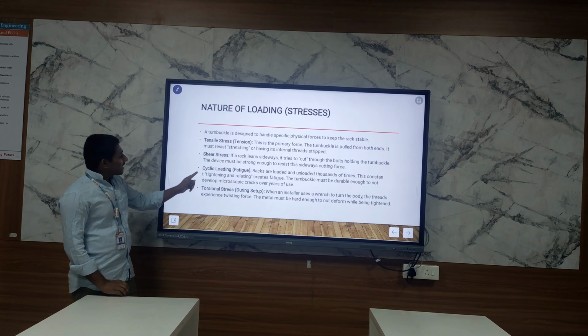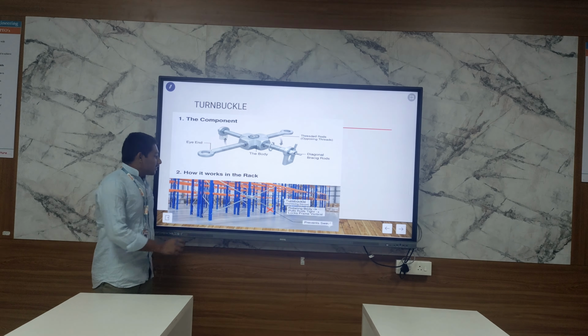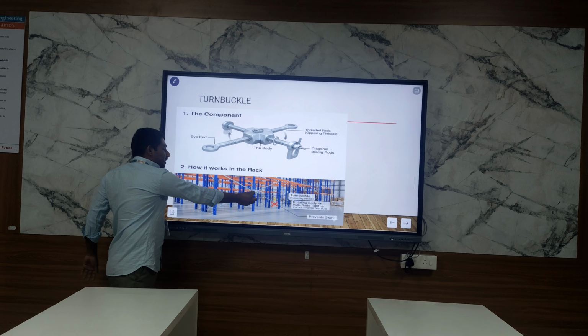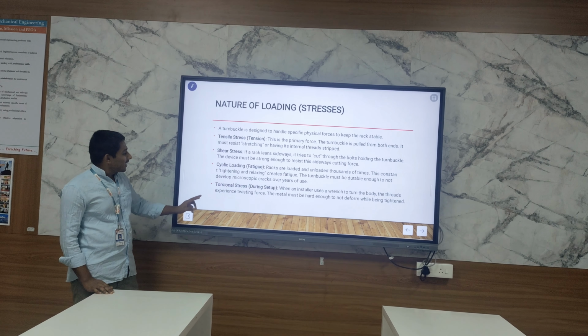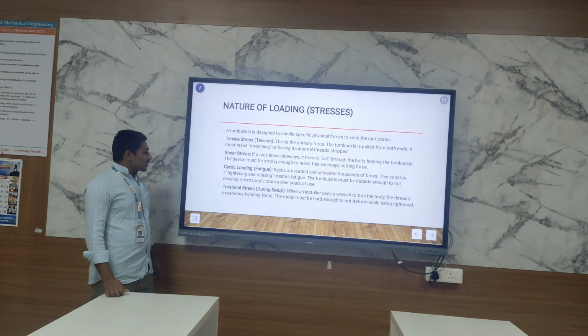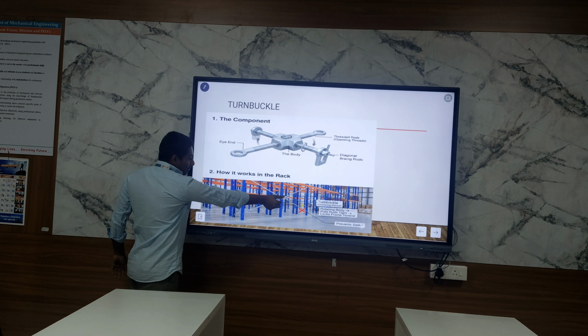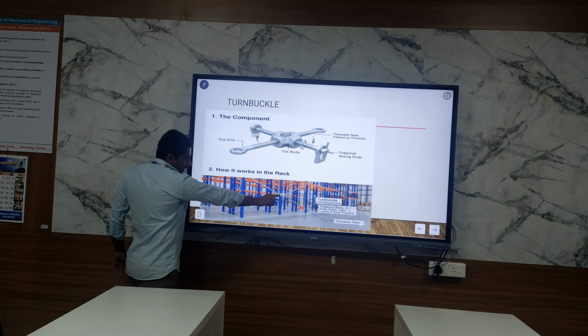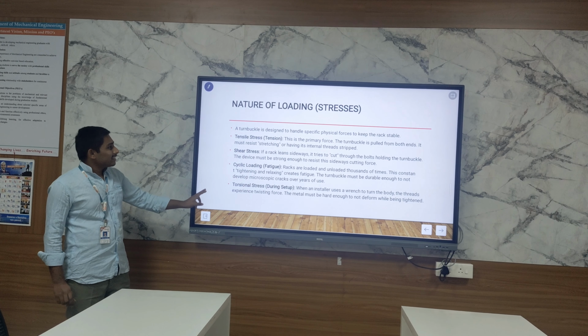And third one is the cyclic loading. While installation of this rack, threads may be under the coupler or outside the coupler. This will be cyclic loading. And fourth one is the torsional stress. While rotating this coupler, the threads may rotate. This is the torsional stress.